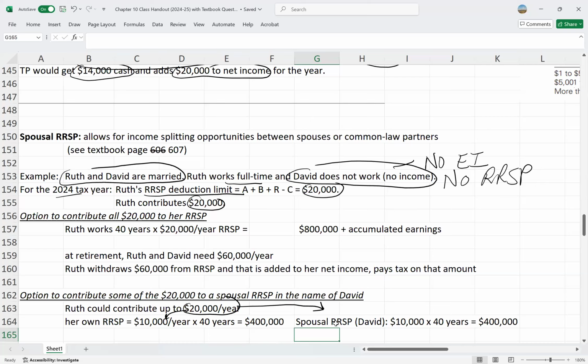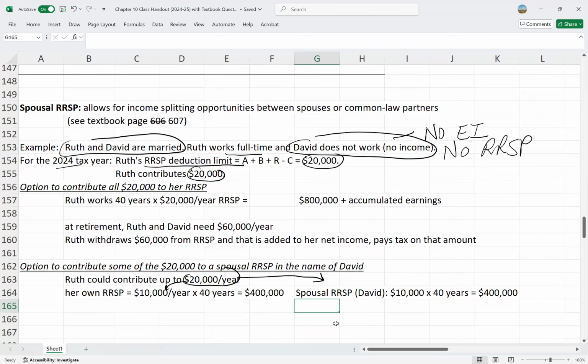But what she could do is put some of it into her RSP under her own name and some of it into a spousal RSP that's in the name of her spouse. But it's based on her numbers. It's based on her maximum deduction amount. It's not based on David at all because David doesn't work. David has no income. Even if David had income, she could still put money into a spousal RSP using her money and her limit and just put it into an RSP in David's name.